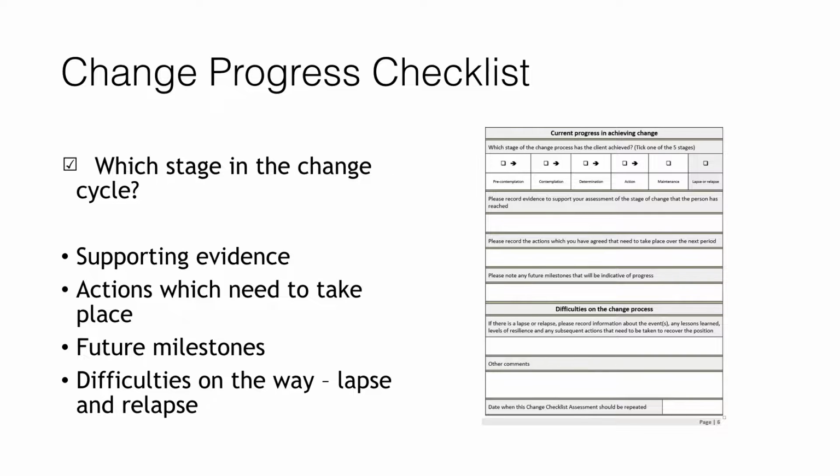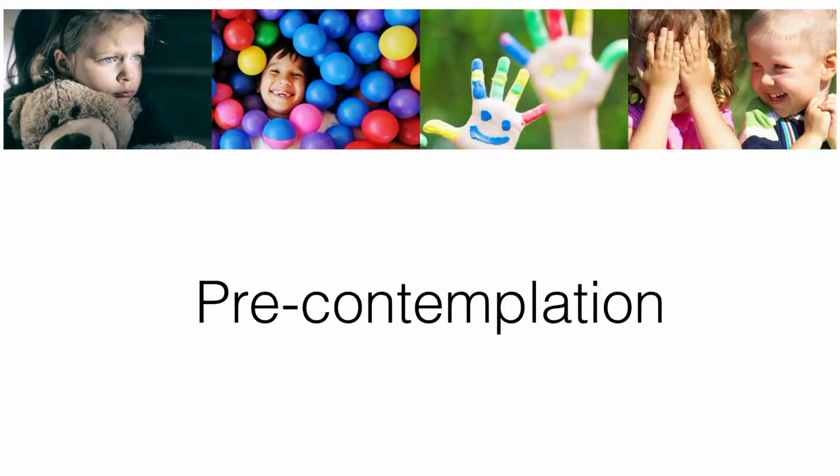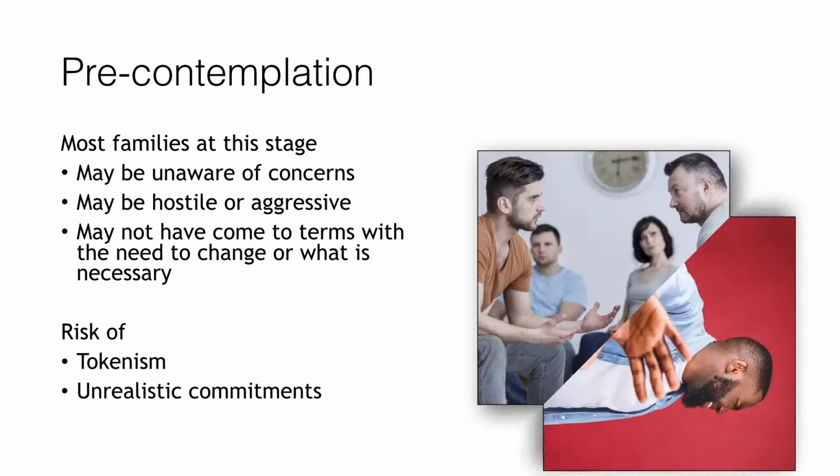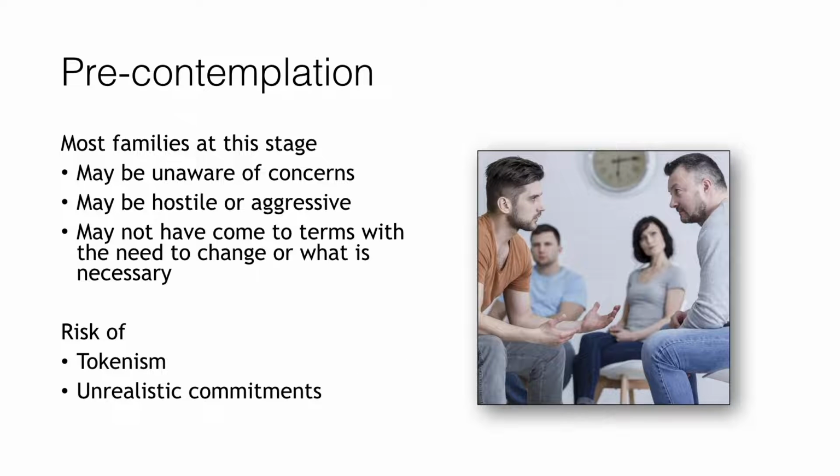We'll look at each stage of the change model in turn. The first stage is pre-contemplation. It is a stage of not being ready for change. It is defensive, in denial, projects blame on others, is depressed and is unaware of problems. The majority of families who come to the attention of children's services are said to be at pre-contemplation stage.